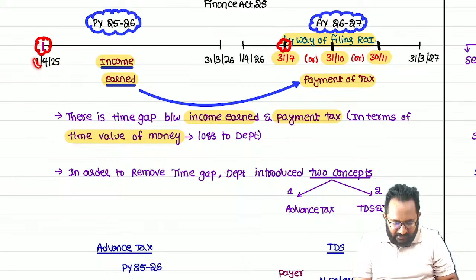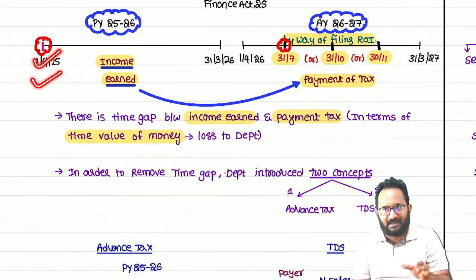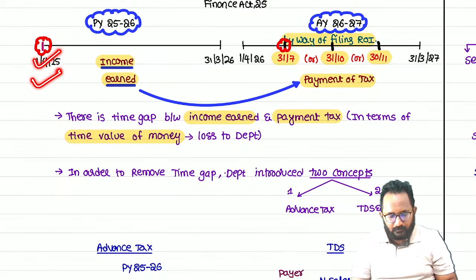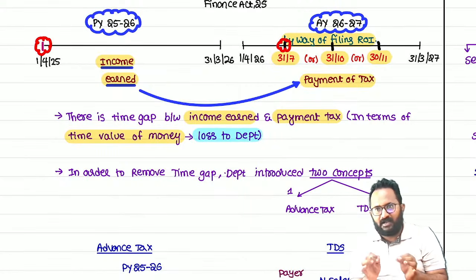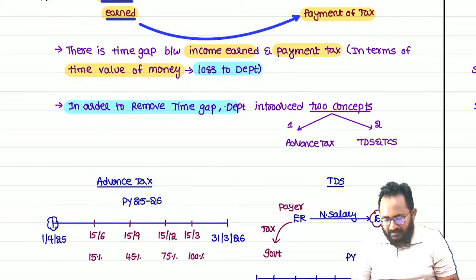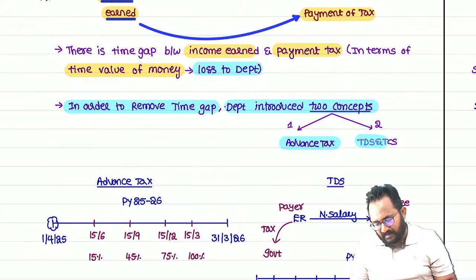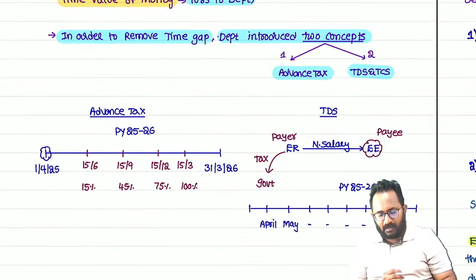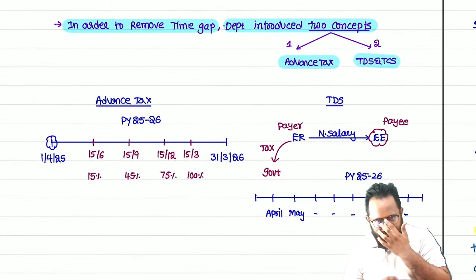Suppose if you earn the income and also pay the tax on the same date, definitely this is beneficial to the government in terms of time value of money. The earlier they receive the tax amount, they can utilize it for any purposes, right? So because of this time gap, it is a loss to whom? The department. If anything is lost to the department, they will not tolerate it. So in order to remove the time gap, they introduced two concepts. One is advanced tax, another one is TDS and TCS.